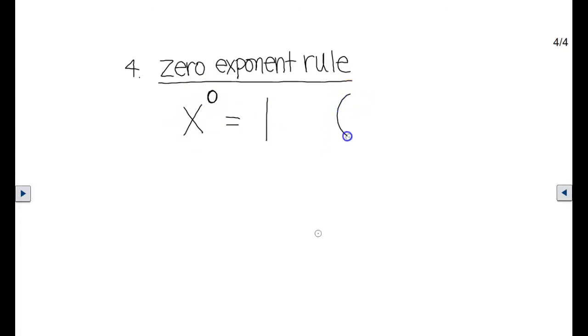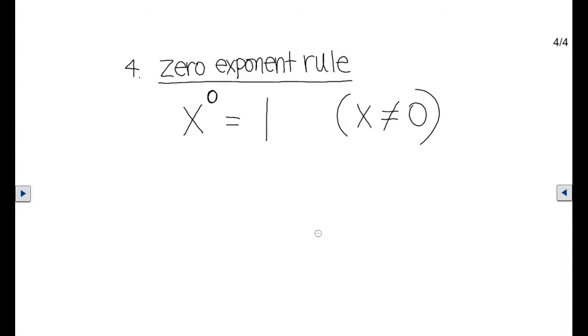Now let me tell you this, there's only one base that this doesn't work for. It doesn't work for 0. So the x in this zero exponent rule cannot be 0. It doesn't apply for that. So that is the one exception to that rule.